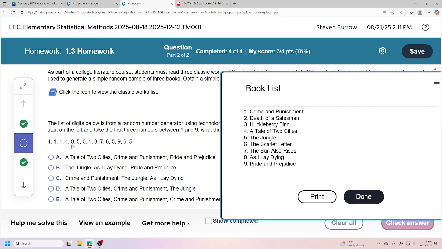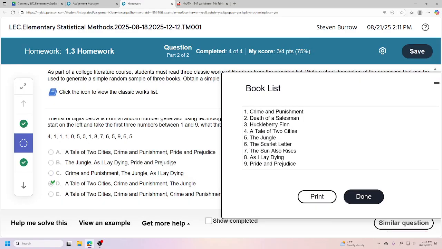Yep, Tale of Two Cities, and then Crime and Punishment, last one. Oh, 0. We don't have a 0. 5, which is Jungle. Yep. So Tale of Two Cities, Crime and Punishment, Jungle. Check it. We got it. And that's the entirety of this section.